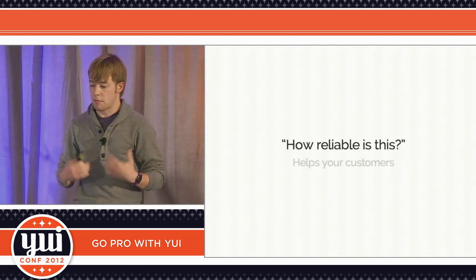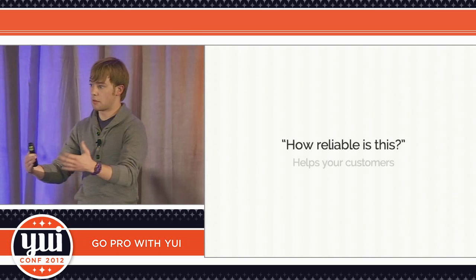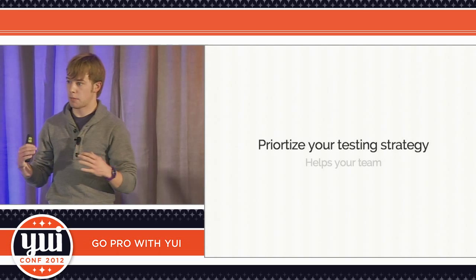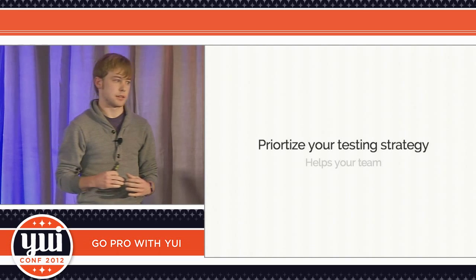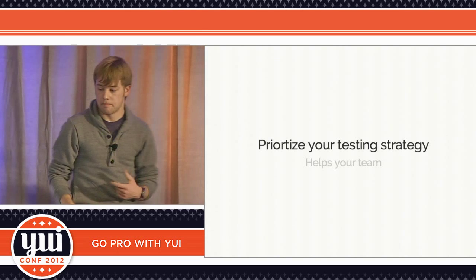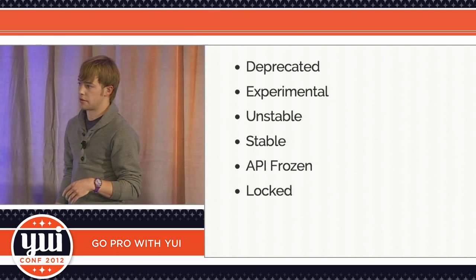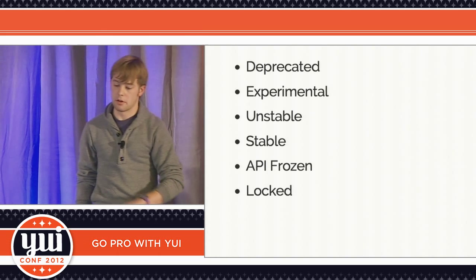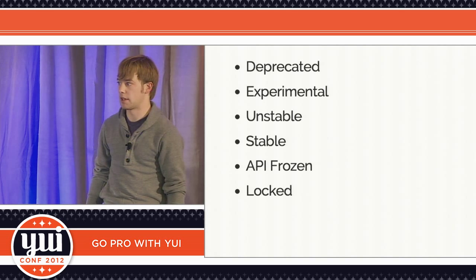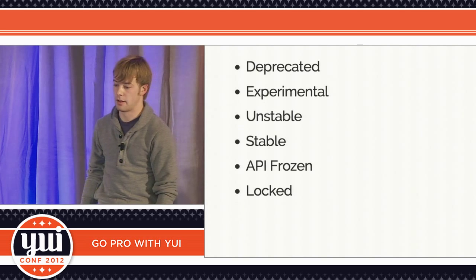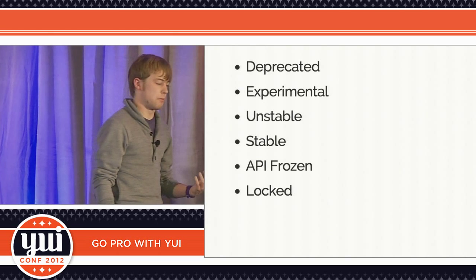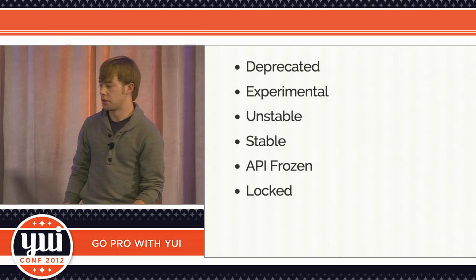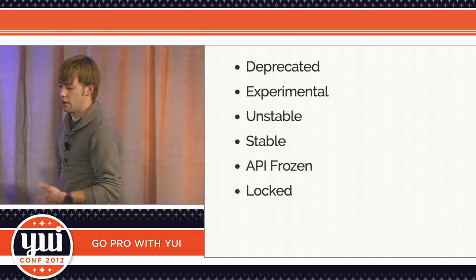So when you make that public, it gives other people an idea of how reliable your software is. But for you, if you stop and take a look at all of your code, it helps you prioritize how you write your tests. This is what Node.js uses, and you can invent your own labels, but I thought they were pretty good. Deprecated code is code that you shouldn't bother writing tests for at all, because it's about to go away. Whereas locked is so important that no change is even planned. API frozen means no changes without good reason, and so on.